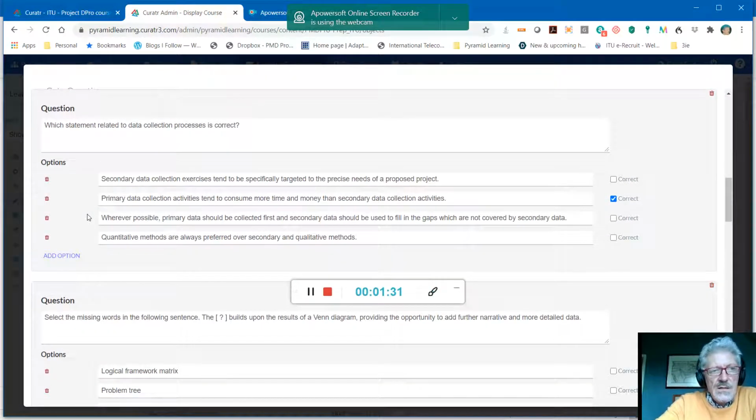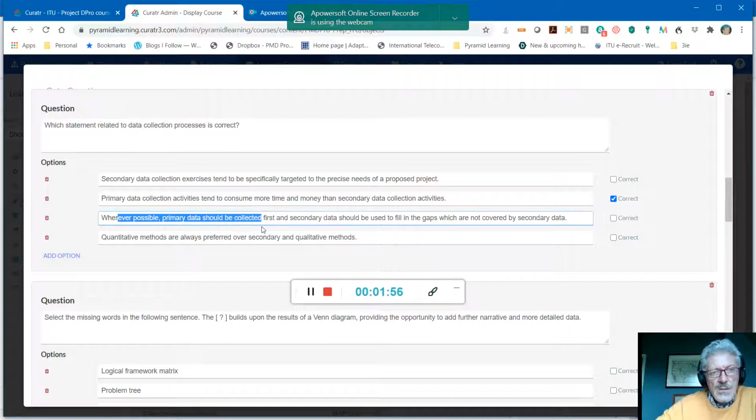Which statement related to the data collection processes is correct? So let's go through these. Secondary data tend to be specifically targeted to the precise needs, but that's false, it's not. The data is already there, so by its nature it is more generic. Primary data collection tends to consume more time and money. Well, that's true, they do, so it's the correct answer.